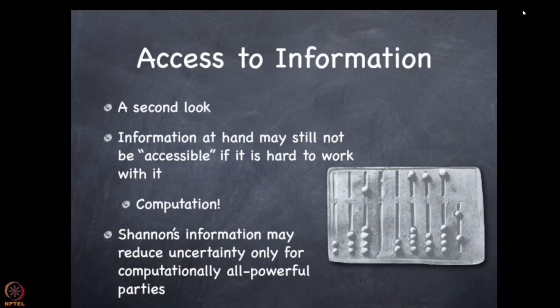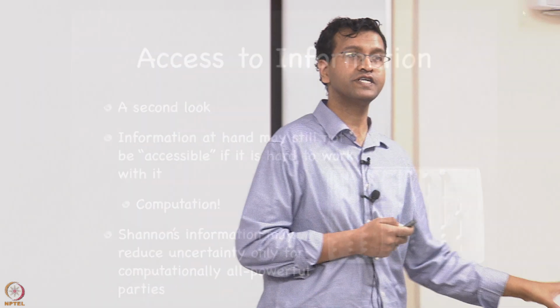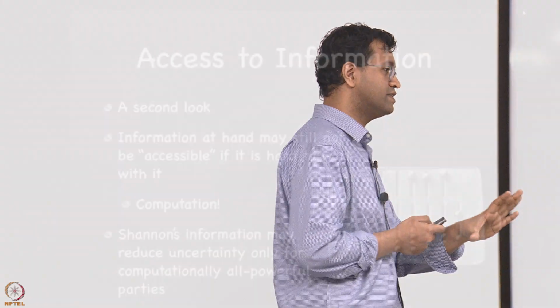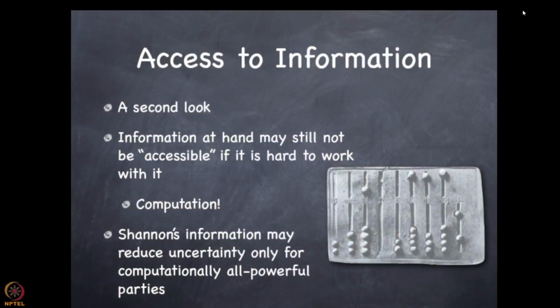Shannon was not worried about computational complexity. Shannon assumed, or you could say Shannon's adversary is, computationally unbounded. If there is any mathematical function, they can compute it, or they can get the information out of it. But that's not how real life works. It would have been nice if we could get security against computationally unbounded adversaries, but since we cannot, we'll just settle for security against computationally bounded adversaries.